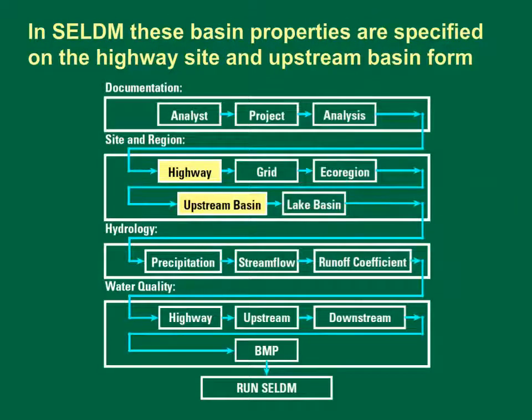This diagram is a flow chart of the SELDM graphical user interface. The highway site and upstream basin forms are highlighted in yellow. The latitude and longitude are specified on the highway site form. The physiographic and anthropogenic basin properties for the highway site and the upstream basin are specified on their respective forms.